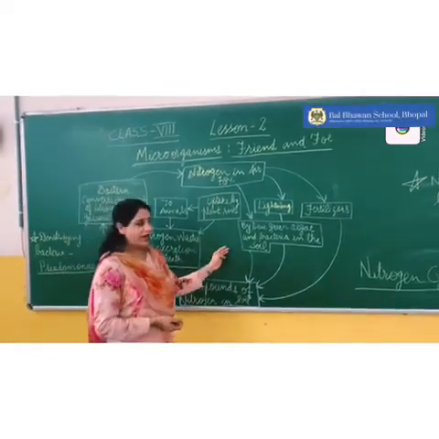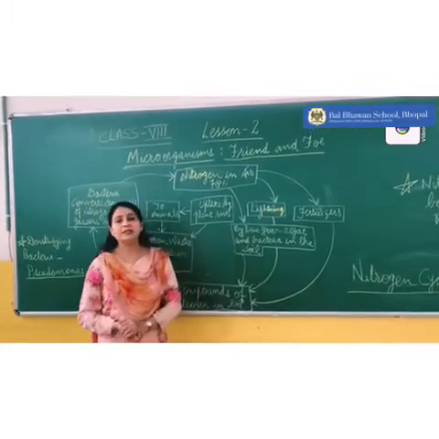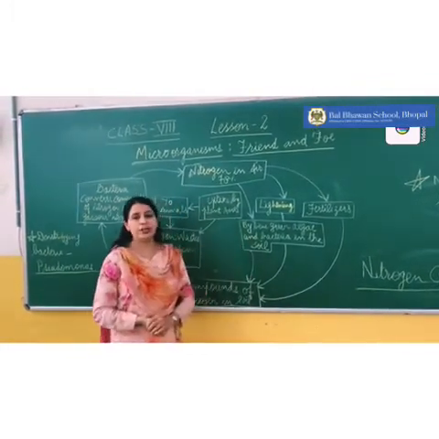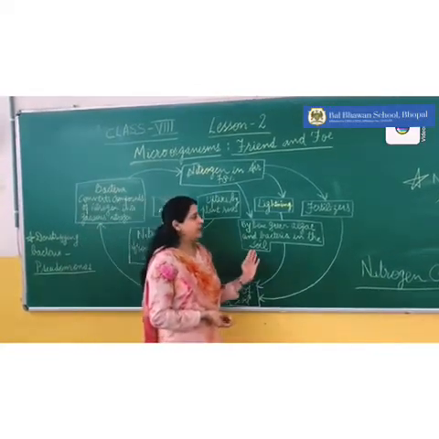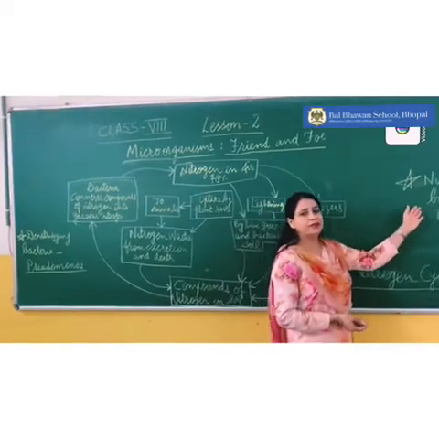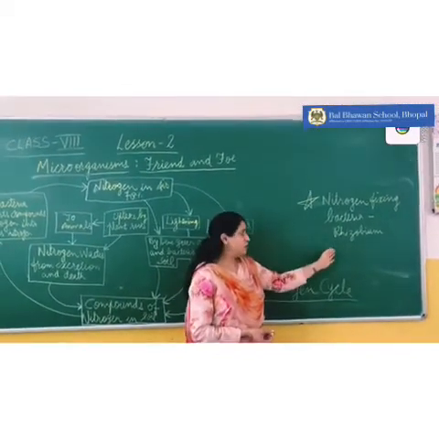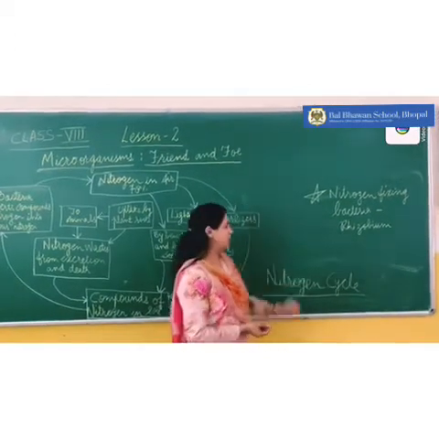By blue-green algae and bacteria in the soil. There are certain bacteria in the soil which help to convert the elemental nitrogen into compounds of nitrogen. This bacteria which helps in converting the elemental nitrogen is, for example, Rhizobium. Rhizobium is an example of bacteria that helps in nitrogen fixation.